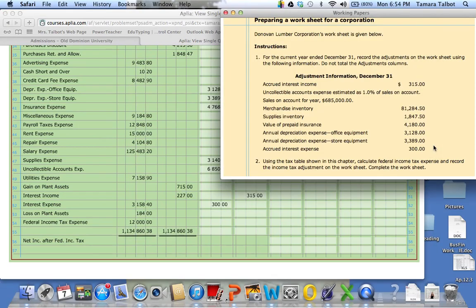So that is instruction number 1. I'm going to stop this one now, and in the next screencast I'll demonstrate how to figure out the tax, how to calculate the tax.